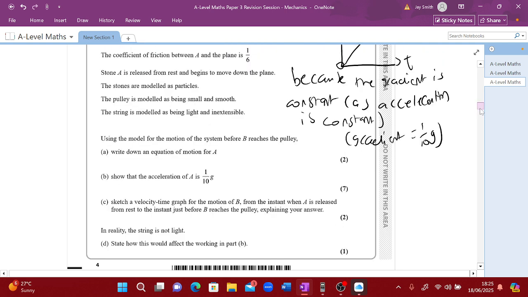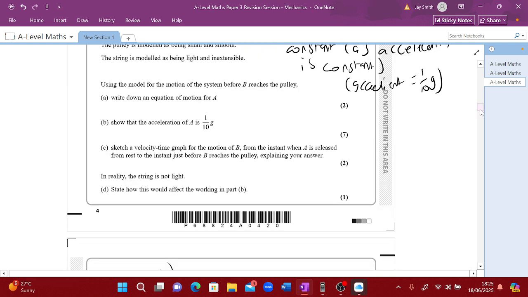Because this gradient is constant. Then it says in reality the string is not light. State how this would affect the working in part B. So that's kind of what I was alluding to before. And that's because the tension in the string, not a rope, would not be equal at A and B.